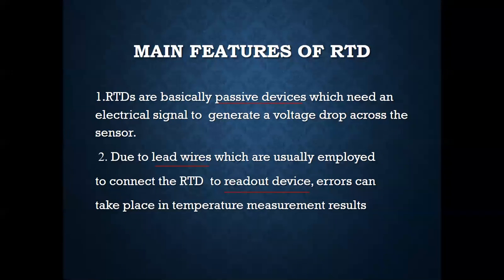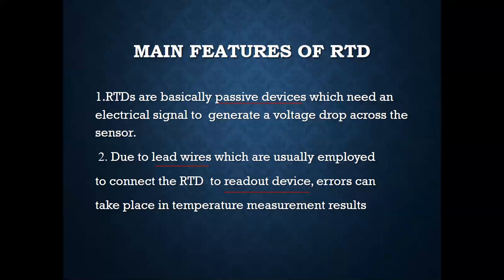Then, main features of RTD. RTD is a passive device, not an active device. Passive device means it needs an external power supply. A passive device requires an external power supply to generate voltage drop across the sensor. That is one of the features, that RTD is a passive device.